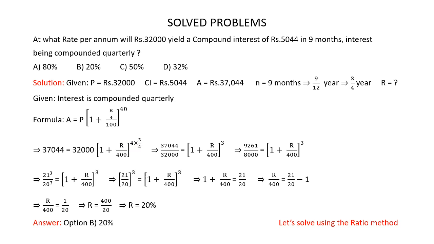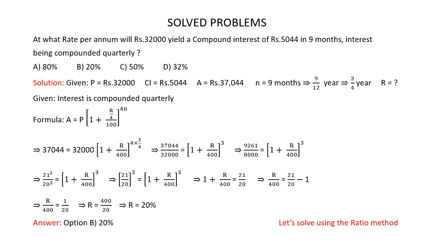Now on shifting this 32,000 to the left hand side and solving this equation, we get 37,044 divided by 32,000 is equal to (1 plus R by 400) the whole cubed. Now since here on the right hand side we have (1 plus R by 400) the whole cubed, it would be easier to find the rate of interest if the numerator and the denominator in the fraction on the left hand side were a perfect cube.